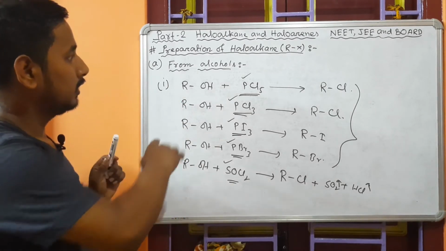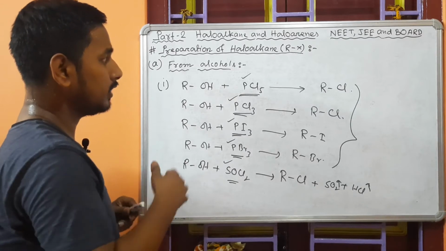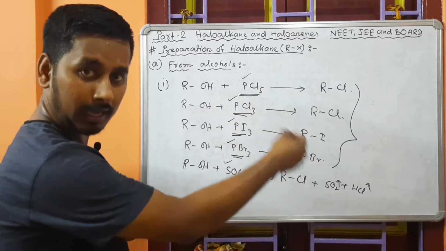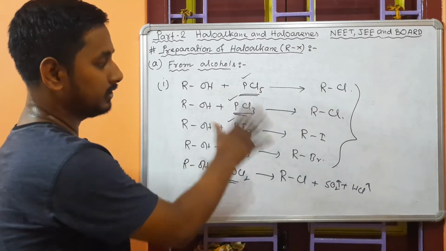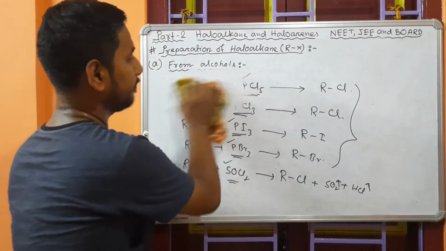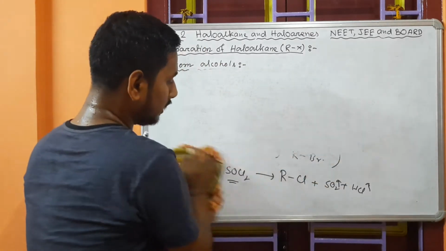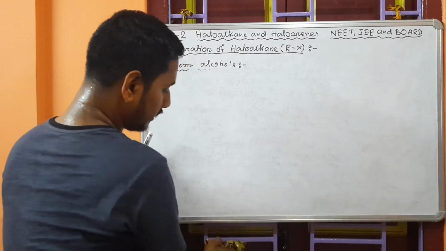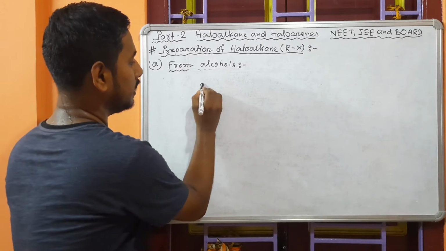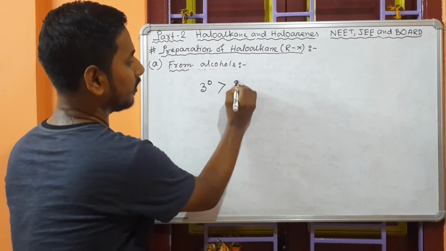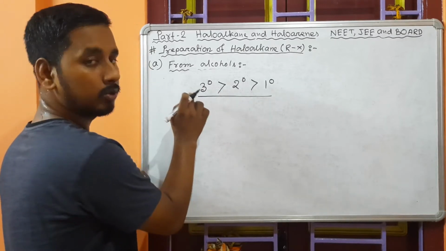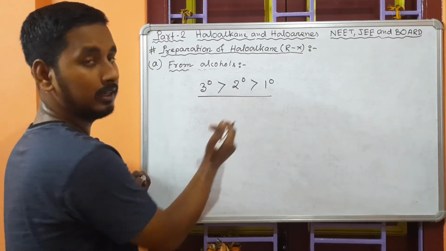So these are the reactions for preparing alkyl halides from alcohols. Now one thing you have to remember: when you react alcohols with HX and all these things, tertiary alcohol reacts faster than secondary, than primary. You have to remember this. Tertiary alcohol reacts faster than secondary, than primary.